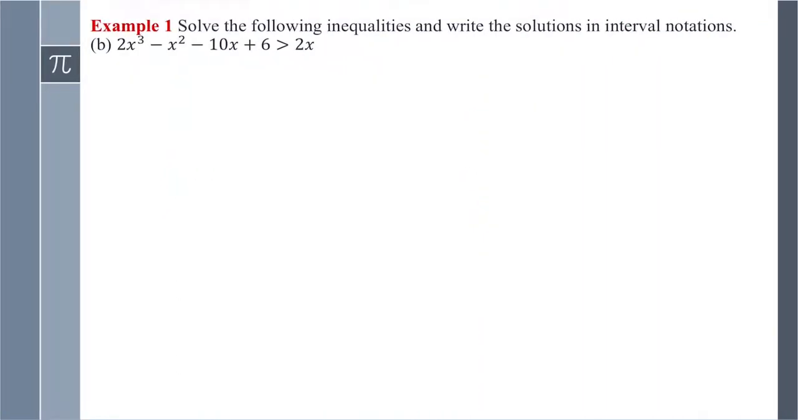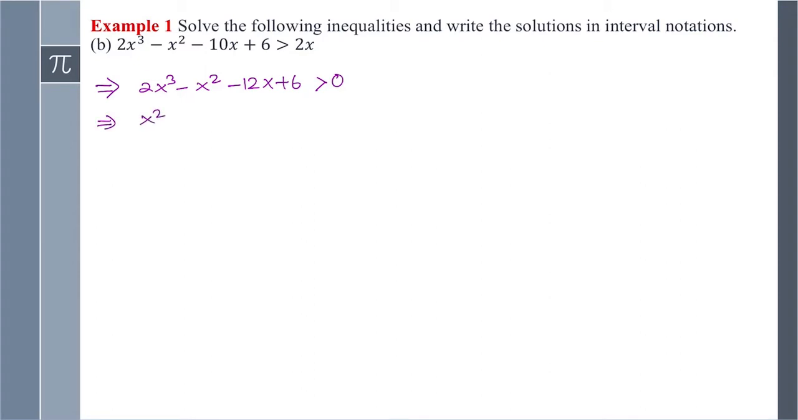So here we are going to do the same thing. Let's put everything on the left hand side and make the right side 0. So for that, we are going to subtract 2x from both sides. So if we subtract 2x from both sides, we get 2x cubed minus x squared minus 12x plus 6 is greater than 0. Now let's go ahead and factor this because we can factor.